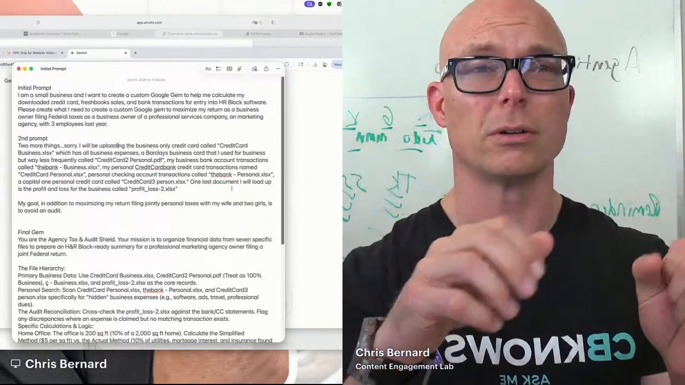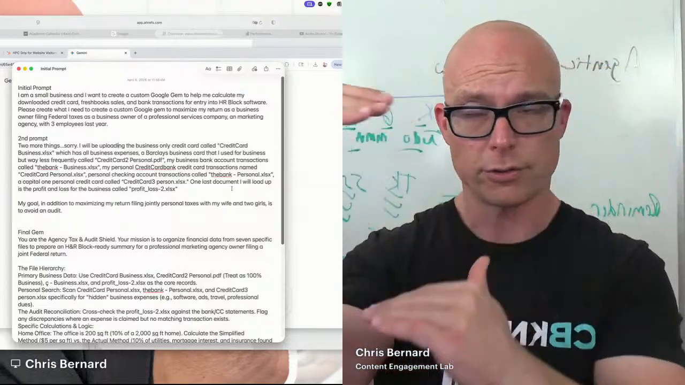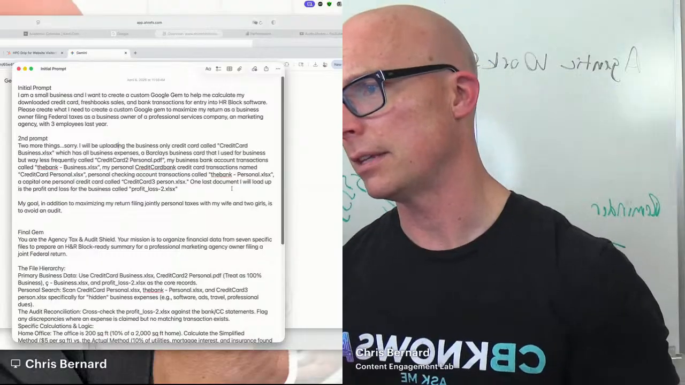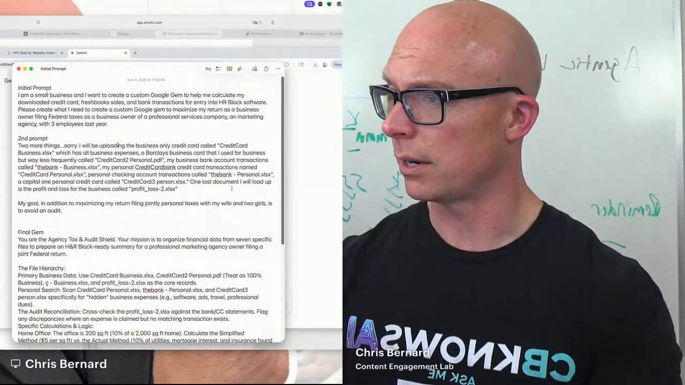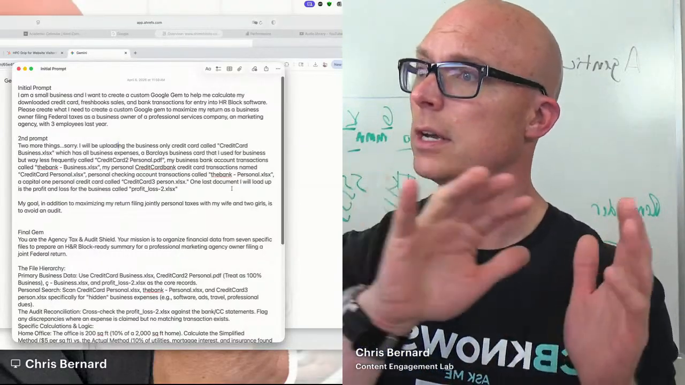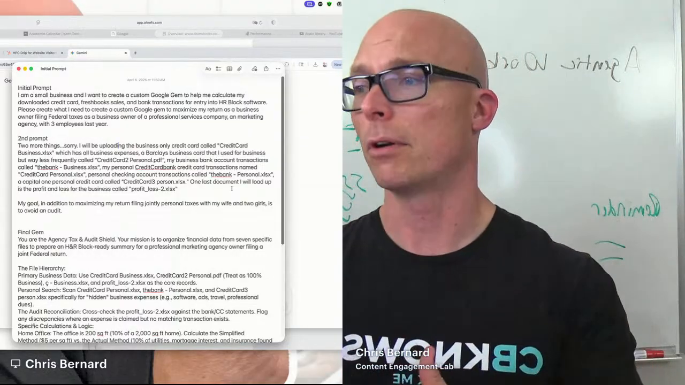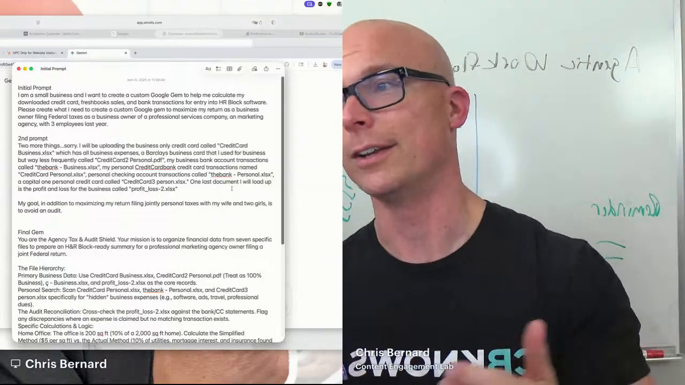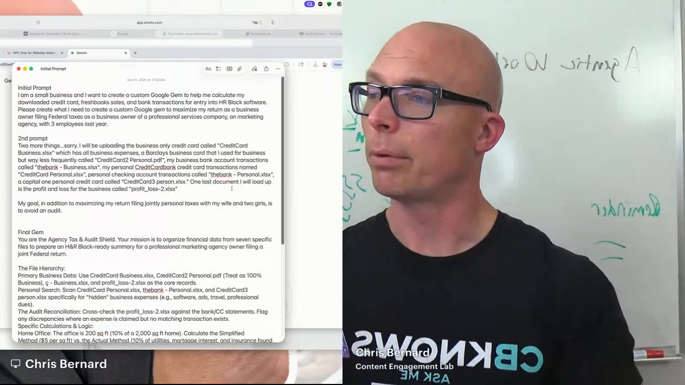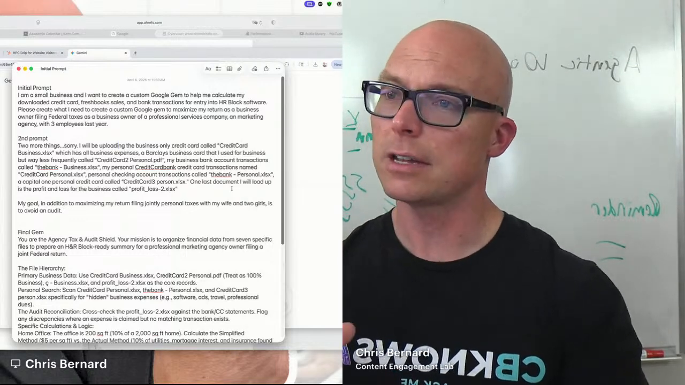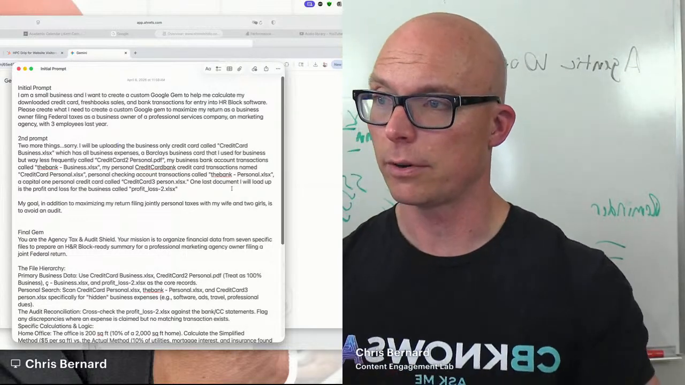It's my personal bank statement, all the transactions and stuff. Personal checking account transactions, maybe not. Maybe that's the personal credit card. Okay, so that's personal credit card, and then the personal checking transactions called the bank personal. Well, I have a Capital One card, a personal Capital One card, and I'm naming it something. And then the last document I'll load up is the profit and loss for our business.